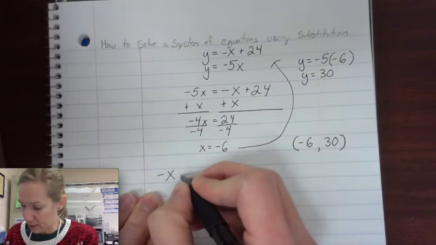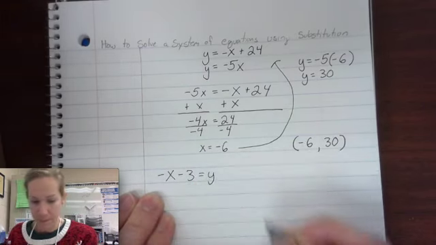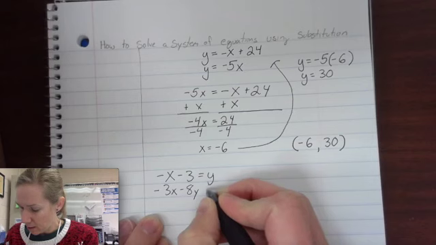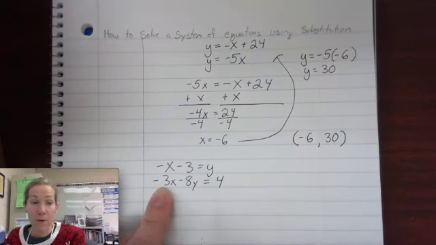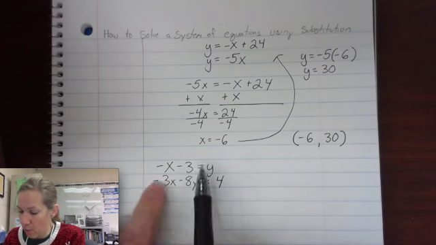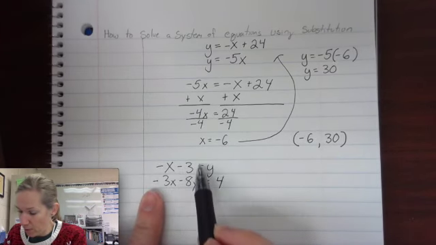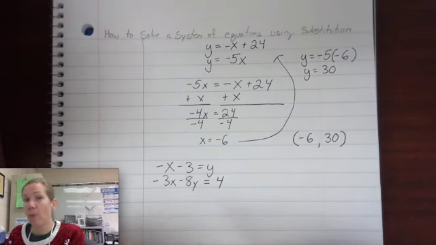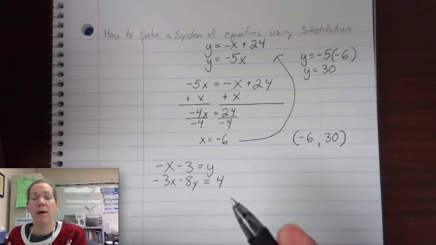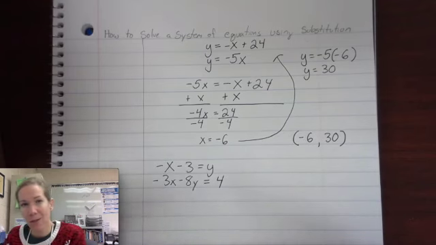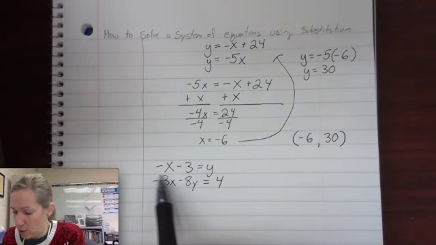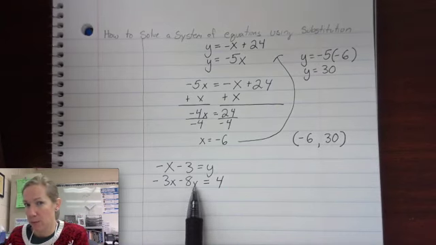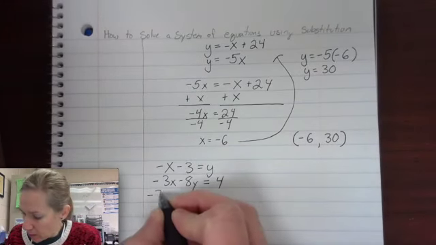is going to be negative x minus 3 equals y, and negative 3x minus 8y equals 4. There are two ways to do this. This one's already solved for y, so I can simply put this whole thing in here for y and then solve for x. Or I can solve both equations, put them in slope-intercept form, and do the substitution then. I'm going to show you how to just substitute this value into y without putting this one in slope-intercept form first. So I'm going to rewrite this.